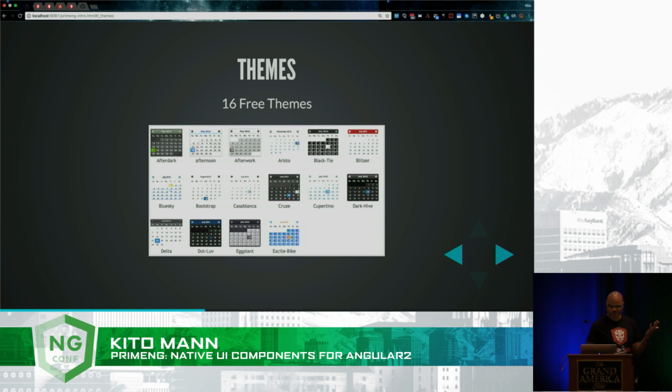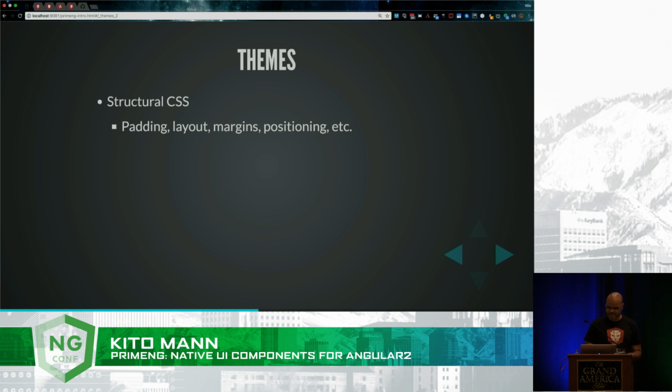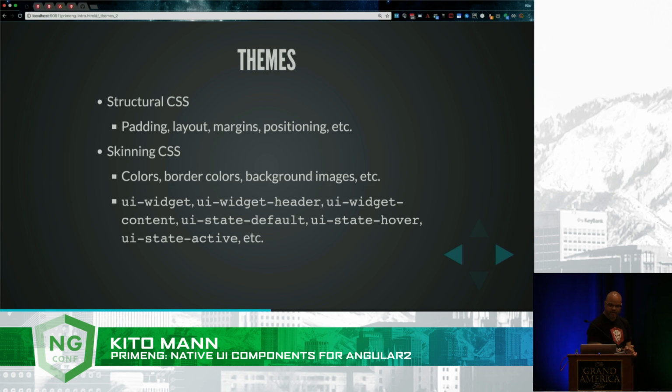So out of the box, you get about 16 free themes. And what's nice about them is that they have the color separated from the structure. So there's what we call structural CSS, which is padding, layout, margins, etc. Okay? And then there is the skinning part. The structural CSS is usually sort of global initially. So PrimeNG has defaults for the structural elements. But some themes may override that.